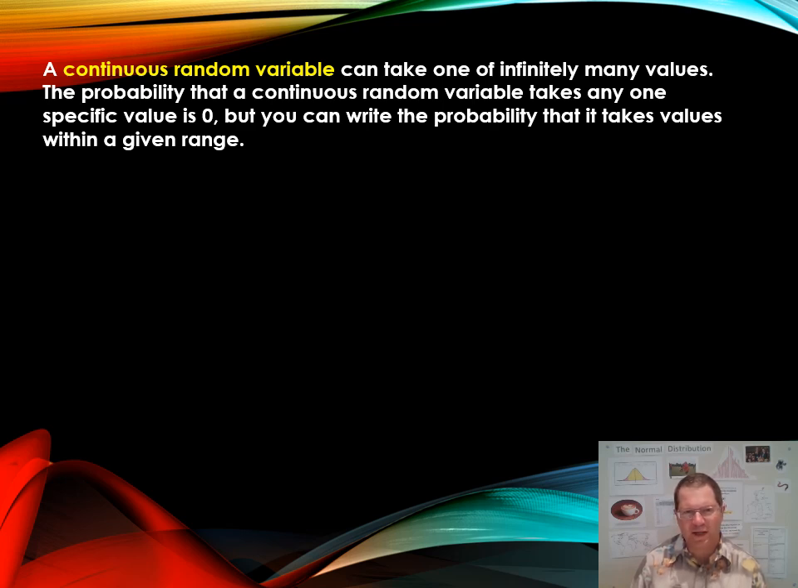So, a continuous random variable can take one of infinitely many values. The probability that a continuous random variable takes any one specific value is 0, but you can write the probability that it takes values within a given range.